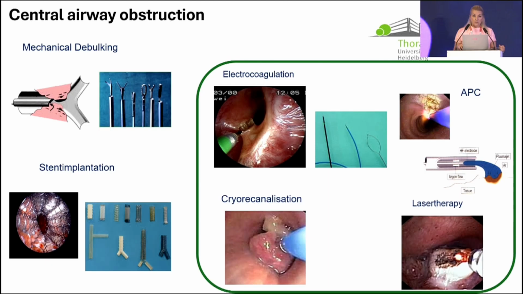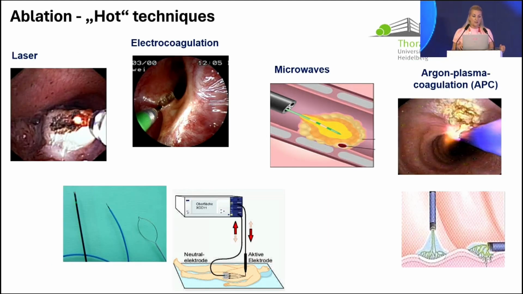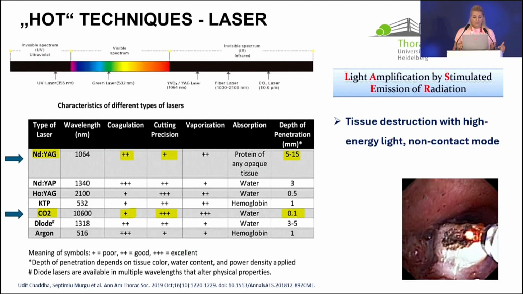Going to the hot and cold techniques, and starting with the hot ones, we can use laser for the central airway obstructions. We can use electrocoagulation, microwaves, and APC, argon plasma coagulation. About laser, the most often used one is the Nd:YAG laser, and we also use in medicine the CO2 laser. You see the differences in those two.